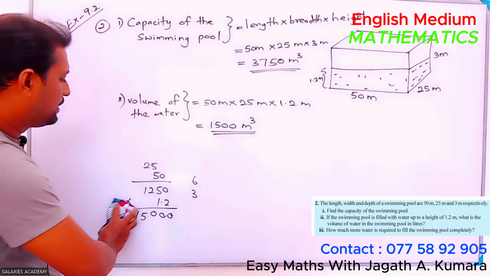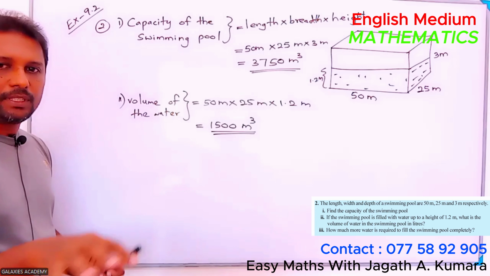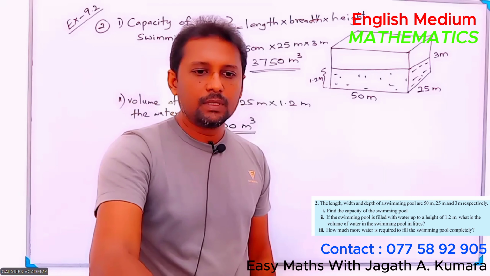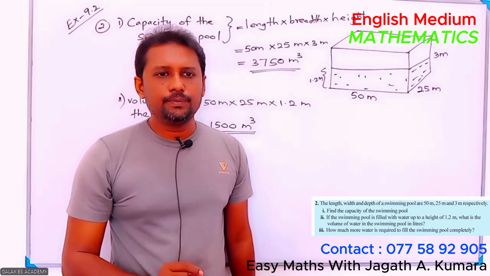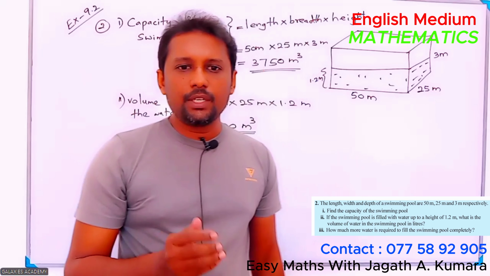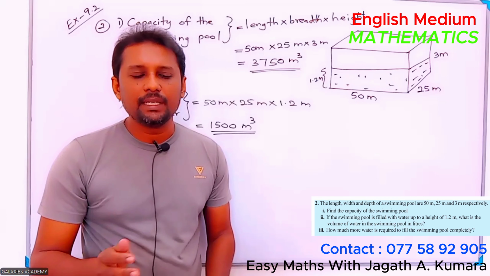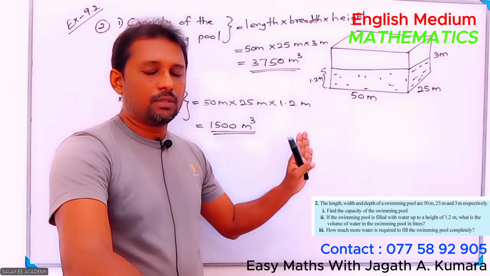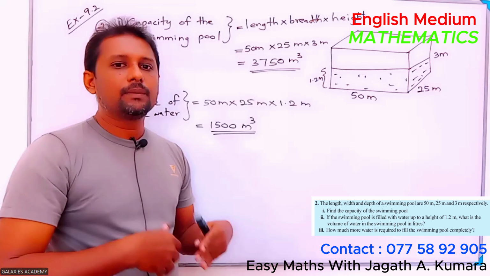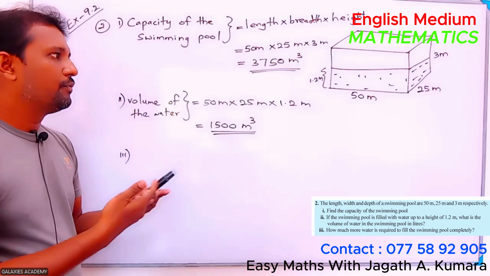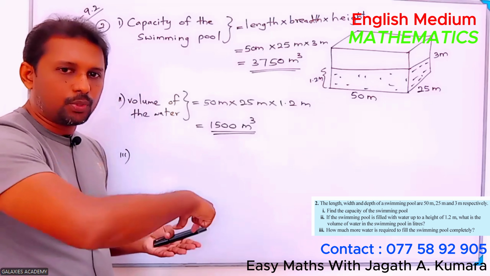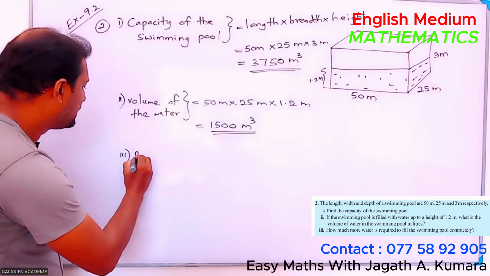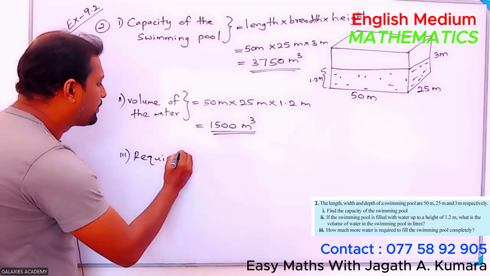Right, then we can go to the third part of this question. The third part asks how much more water is required to fill the swimming pool completely. That means we want to fill this swimming pool completely with water. So another volume, which volume we have to put inside this swimming pool, right? So you can find the required volume.